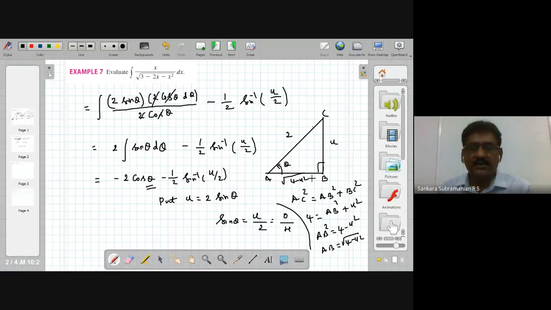So this is square root of 4 minus u square. I want to find cos theta. So therefore cos theta equal to adjacent side by hypotenuse. What is the adjacent side? Square root of 4 minus u square, by hypotenuse is 2. Let me come to the answer here.